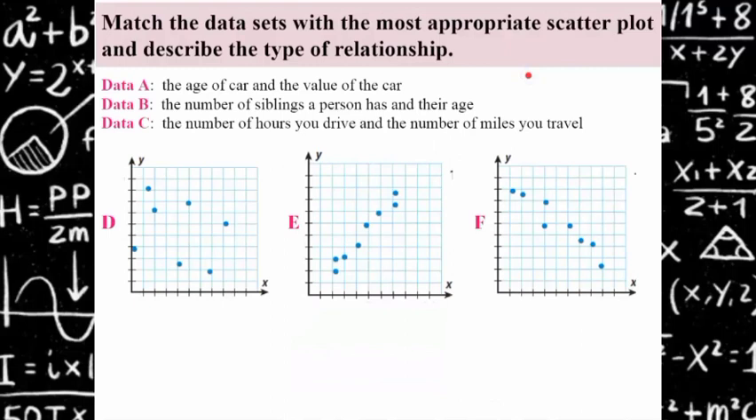So let's see if you can match these data sets. We have data A, data B, and data C, and we have three graphs, graph D, graph E, and graph F. I'd like you to see if you can read through the data and imagine which graph would correspond to that data if you had actual numbers. Go ahead and pause. When you're ready to come back and check your work, hit play.